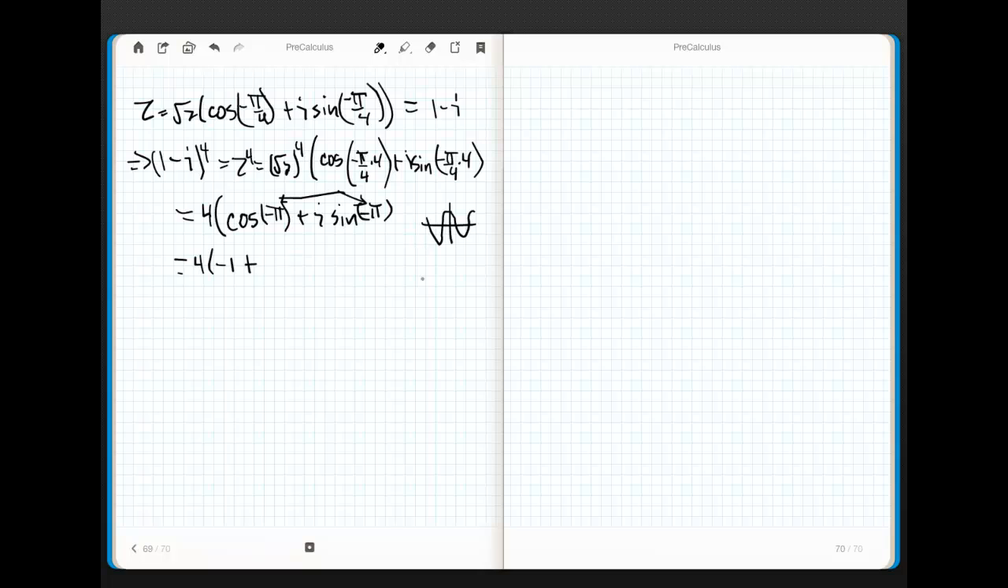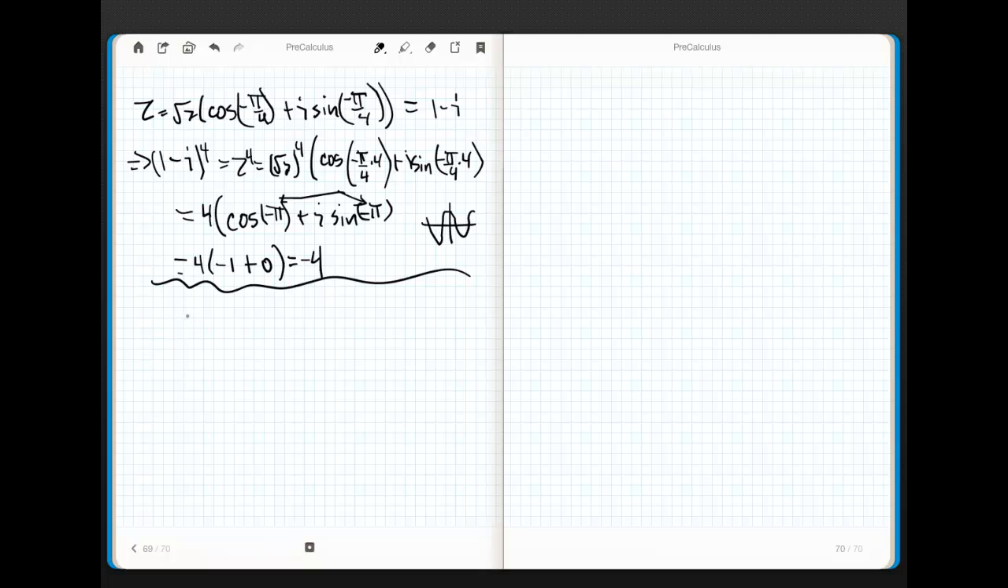Sine of negative pi is also 0, because they're 2 pi away from one another. That's another way to think about it. So this ends up being 0, and guess what? My answer's -4. Isn't that awesome? That is so cool. Now, let's do one where it's not as pretty.